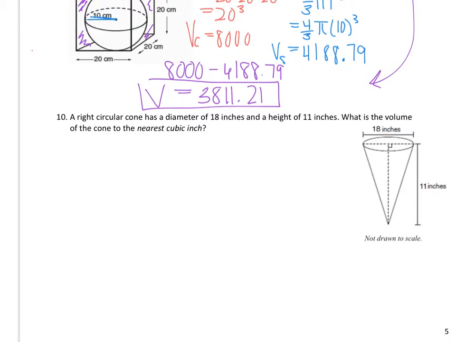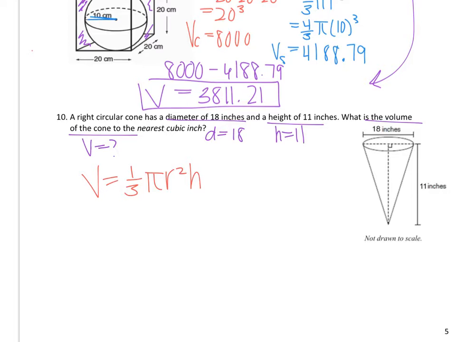All right, last example together. It says that a right circular cone has a diameter of 18 inches. So D equals 18. And a height of 11. H equals 11. What is the volume of the cone to the nearest cubic inch? So we're looking for the volume. Let's take a look at our reference sheet. Volume equals 1/3 pi r squared h.